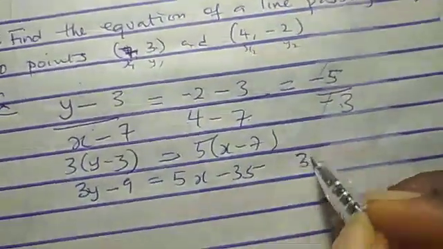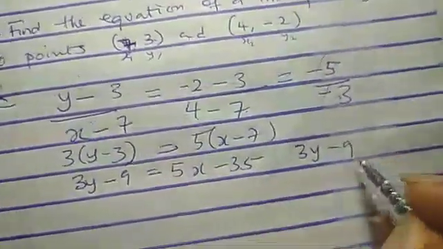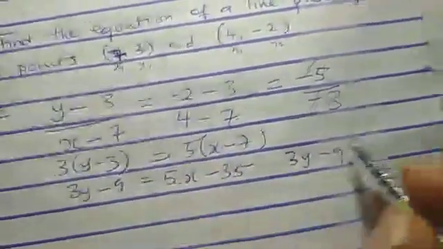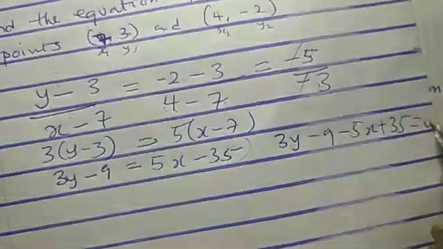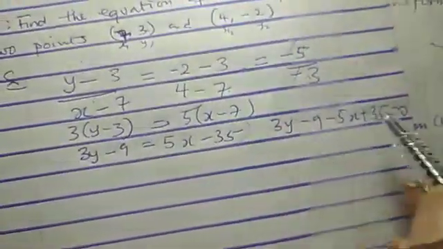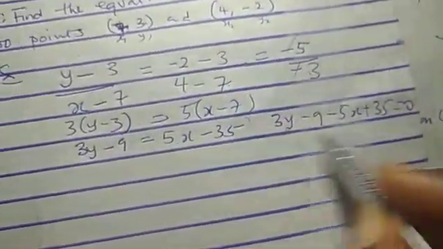From this place, you are going to have 3y minus 9. Let's bring everything inside: minus 5x plus 35. Take note that you can arrange it any way you like. Then you can simplify this one to get your final answer. So let's move to case 3.